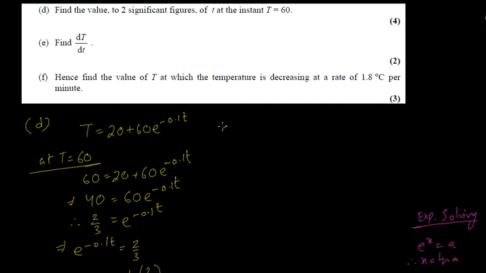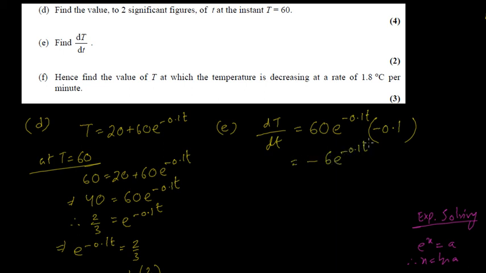Next one is question number E. It's the derivative. So dT by dt is, if you differentiate 20, it will be 0. So remember, the derivative of e to the power anything is that thing. Remember that. So the 60 would be 60, e to the power minus 0.1t is e to the power minus 0.1t. But remember the chain rule. So the chain rule is the derivative of minus 0.1t, which is going to be minus 0.1. So this would be minus 6 e to the power minus 0.1t. That's the derivative of the exponential function. This is the rule.